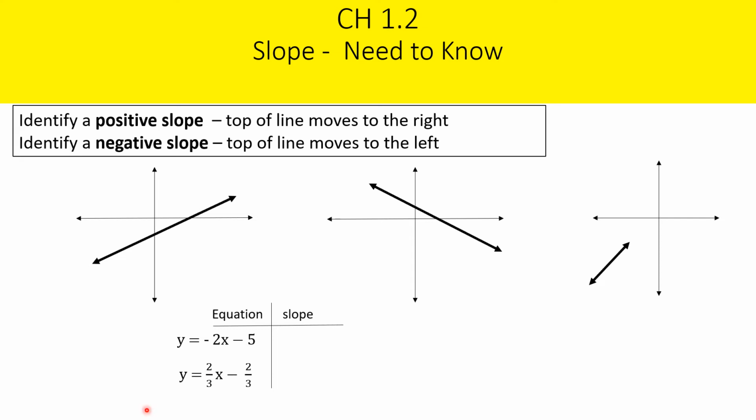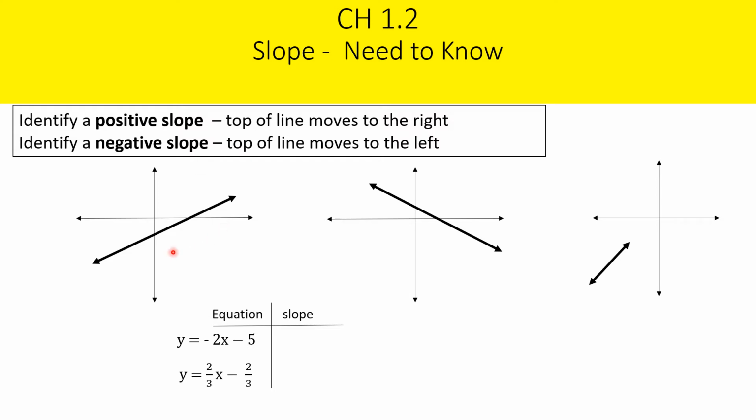By looking at a graphed line, we can determine whether the slope of this line is negative or positive. To identify a positive slope, you look at the top of the line. If it moves to the right, it's positive slope. If the top of the line moves to the left, then the slope is going to be negative.